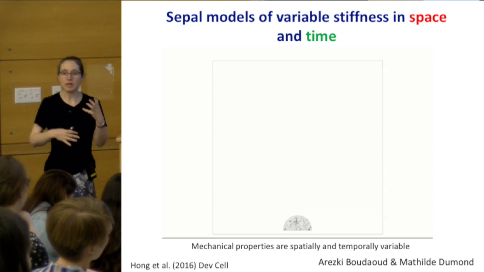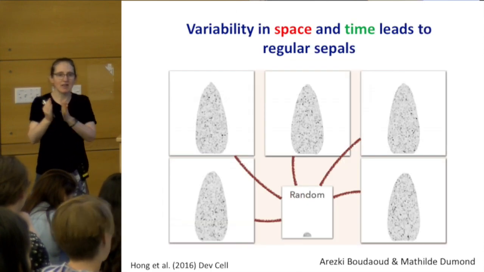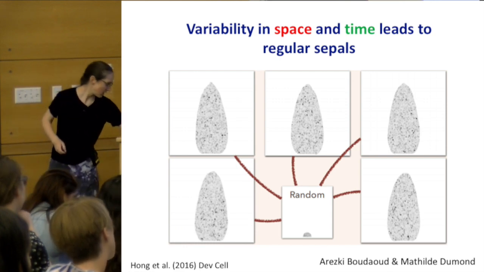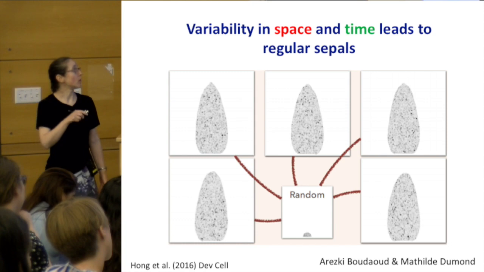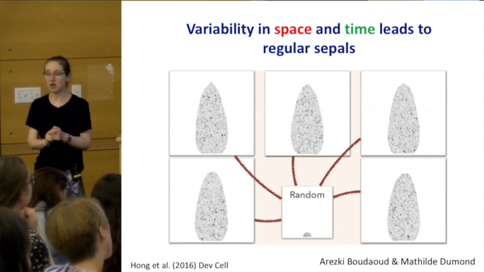So what it's doing is basically averaging out. If it's stiff at 1 minute and it's soft the next minute, that kind of averages out to sort of medium stiffness. So they run that again and again and always get nice sepal shapes. So if you have variability in space and time, it can work.